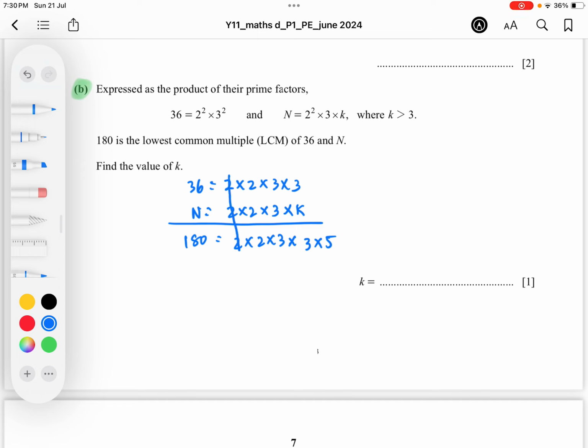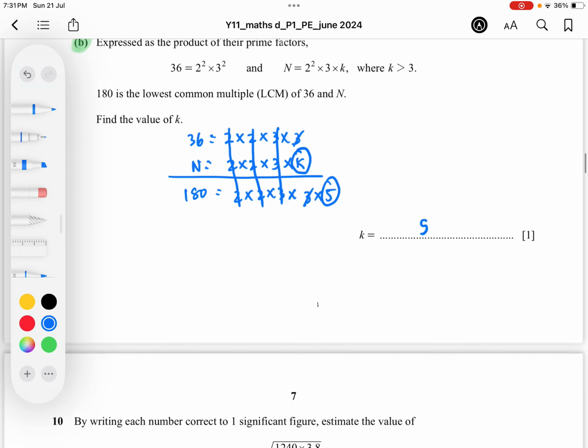So we have the 2's there. We have the 2's there. We have the 3's there. We have the 3 here. That means the only possible value for k is 5. So your k is 5.